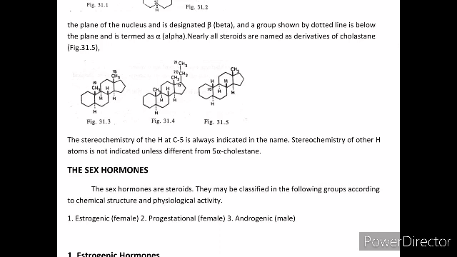Let us talk first about the sex hormones. Sex hormones are steroids. They may be classified in the following groups according to their chemical structure and physiological activity. So we have estrogenic, that is female, progestational, that is female hormone, and androgenic, that is male hormone.